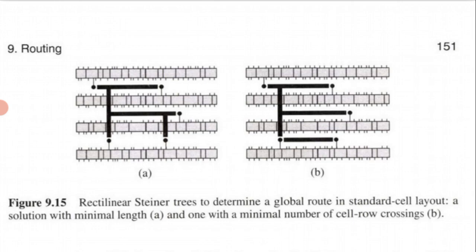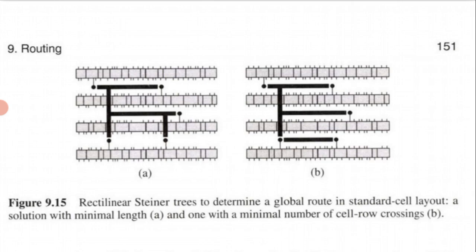Here the terminals are positioned at the center of the channels. The rectilinear Steiner tree contains a vertical segment that crosses the row of the standard cell. This consists of vertical segments in this tree, and the tree is the black marked portion.